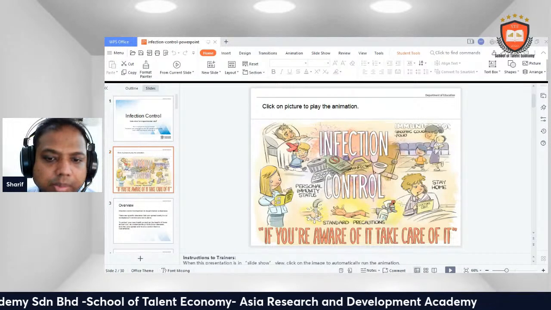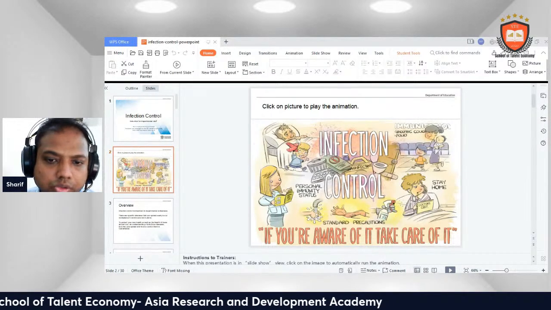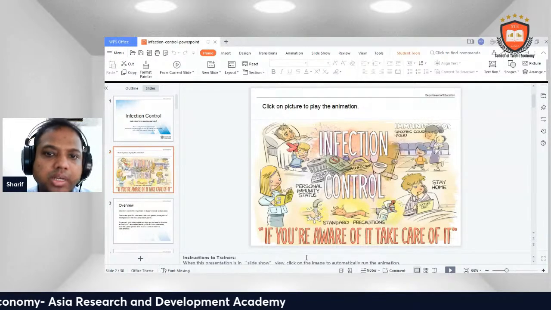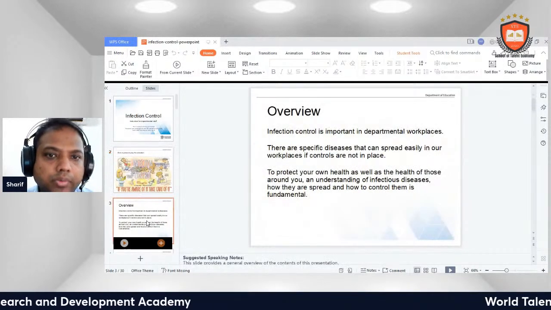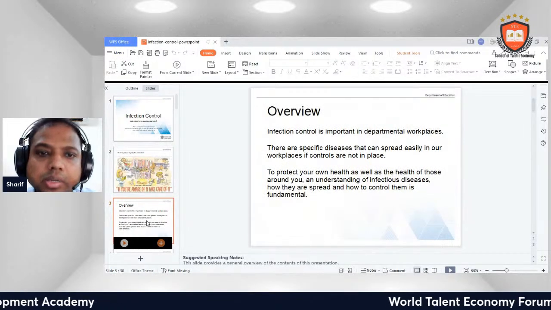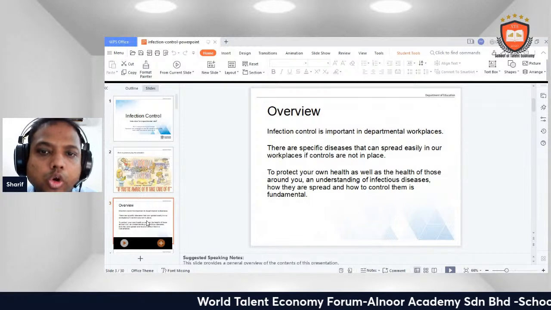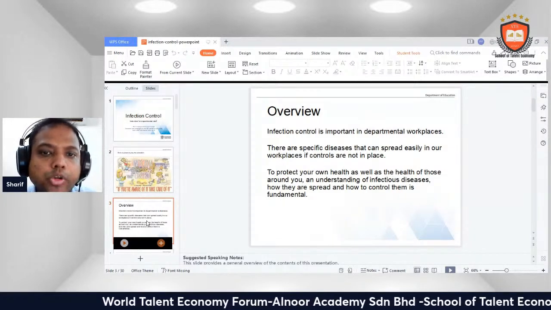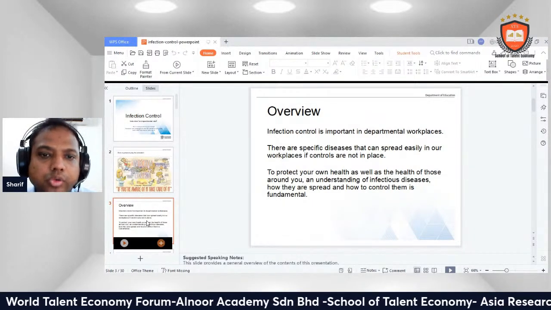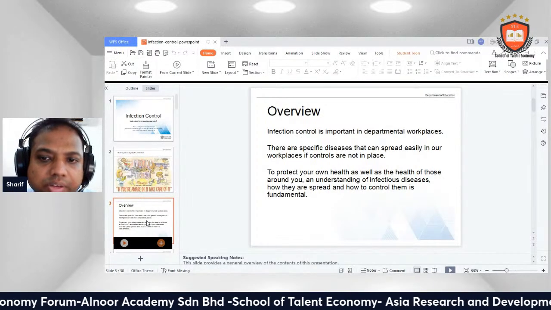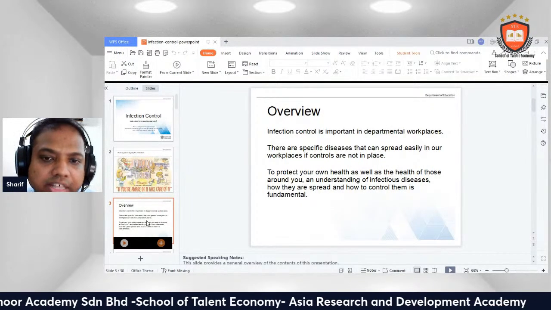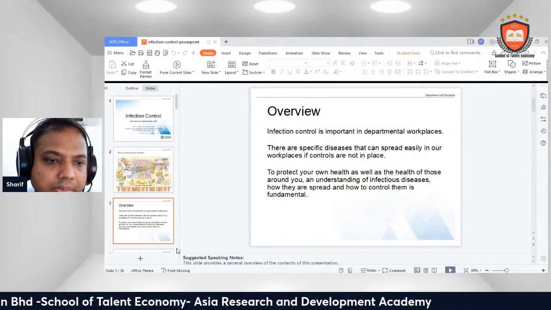So we will discuss healthcare. We will discuss many interesting aspects of infection control. Overview: infection control is important in the departmental workplace, where there are specific diseases that can spread easily if controls are not in place. To protect your own health as well as the health of those around you, an understanding of infectious disease, how they are spread and how to control them is fundamental.